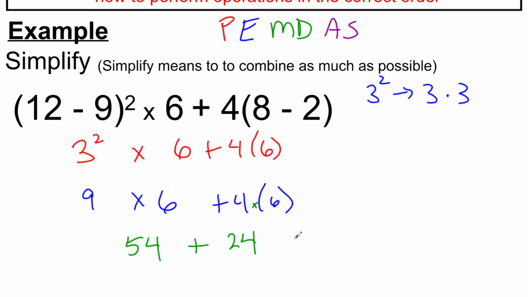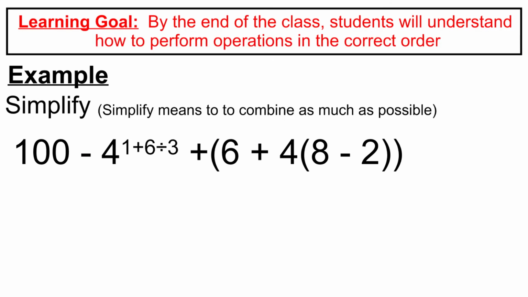So that looks like 78. Okay, so that would be my final answer, 78. So we kind of saw everything show up in that problem. Right, let's do one more. Okay, this one's a little bit more complicated. So we're still doing PEMDAS.